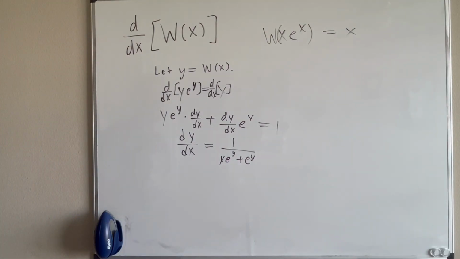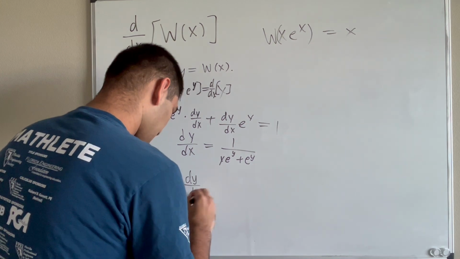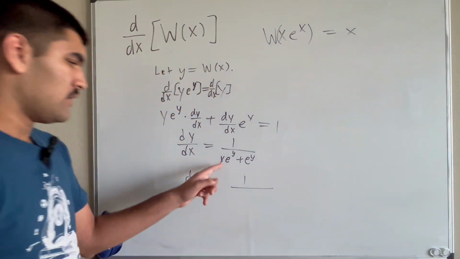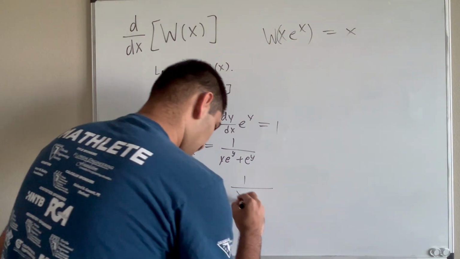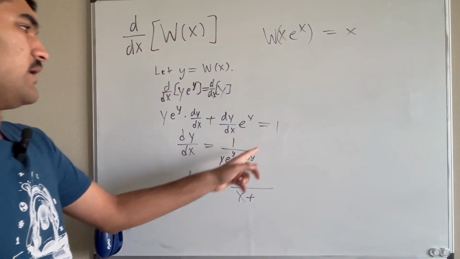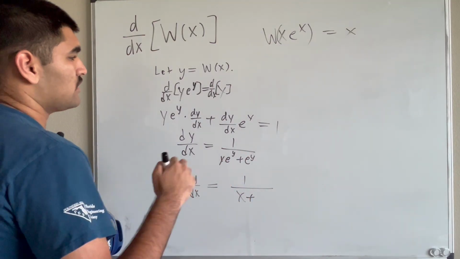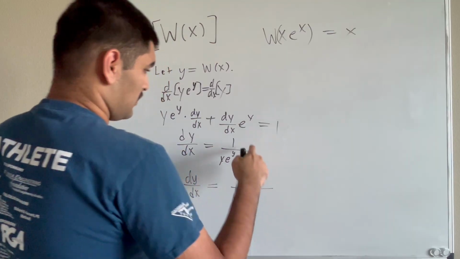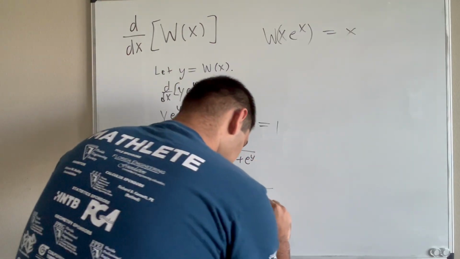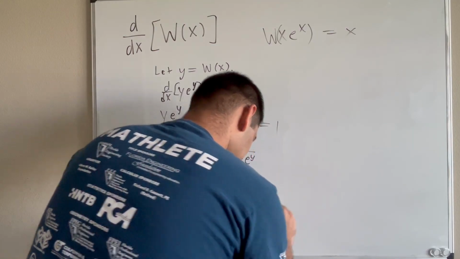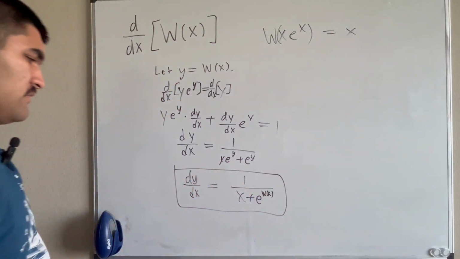Now notice that we can simplify this further. We know that y e to the y is just equal to x, so we have x plus e to the y. From here you can simplify this in two different ways. First, we can see that y is equal to W of x, so e to the y is simply e to the W of x. So this is one form of the derivative.